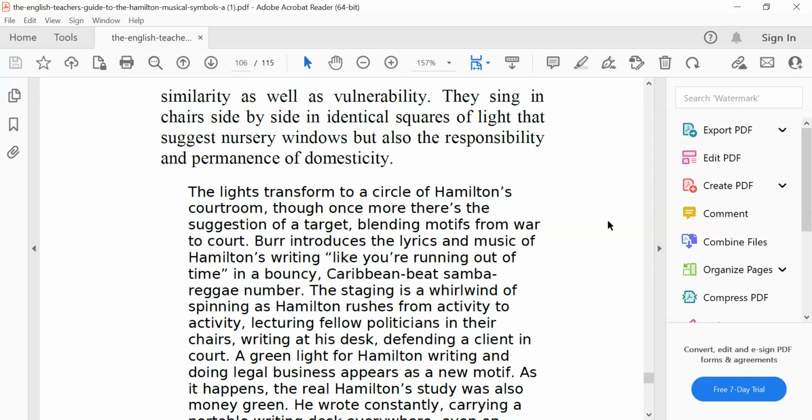They both sit in squares of light that seem like nursery windows, but also rather like the people standing on stools. They're stuck in this space. Now you've got responsibilities at home. You need to stay in the square. You said you'd be the responsible parent and watch the kid, that kind of image.